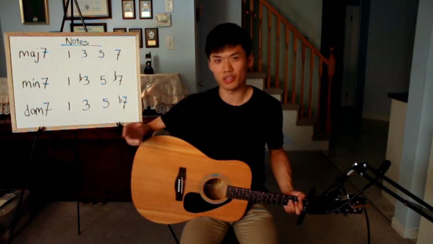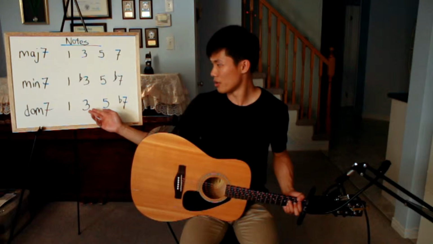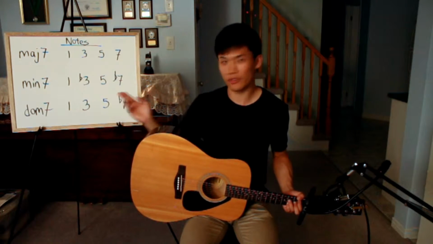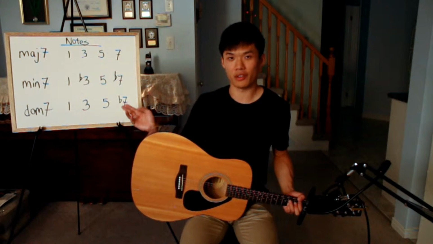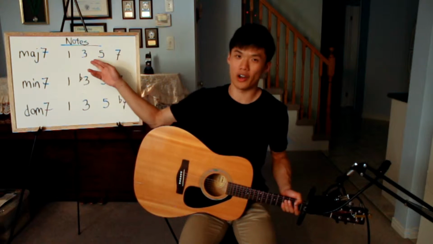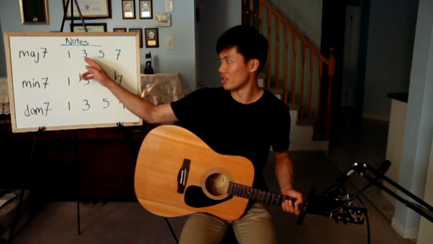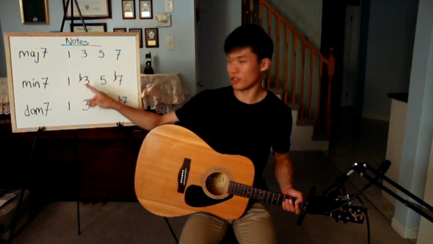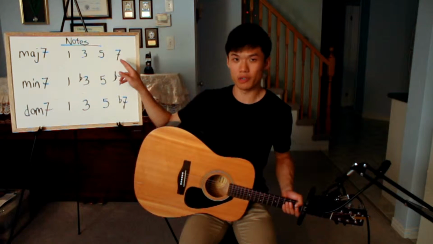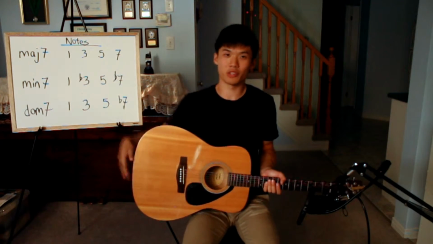Now the dominant 7 is a mix of these. It contains the root note, or the 1, the major third, the 5, and the minor 7. You've probably noticed by now that all of these chords contain the 1 and the 5. So really the only thing that changes between these 3 chords is whether we play a major third or a minor third, and whether we play a major 7 or a minor 7. I'll go ahead and circle these numbers on the board.